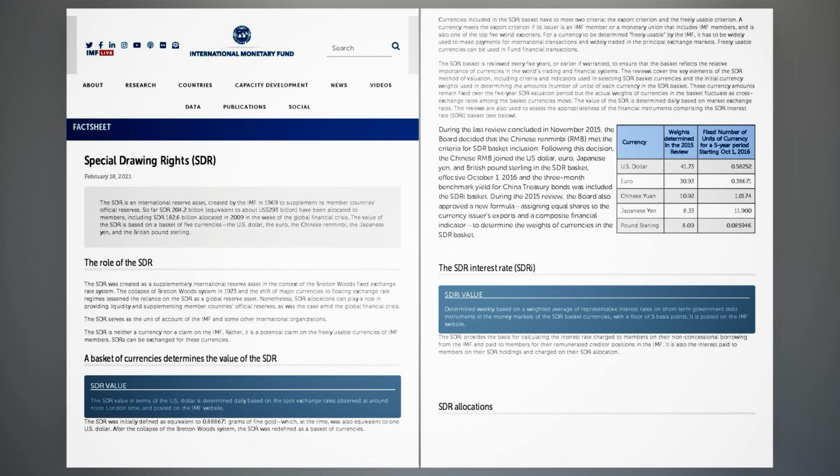The SDR interest rate, SDRi, value, is determined weekly based on a weighted average of representative interest rates on short-term government debt instruments in the money markets of the SDR basket currencies, with a floor of 5 basis points. It is posted on the IMF website. The SDRi provides the basis for calculating the interest rate charged to members on their non-concessional borrowing from the IMF and paid to members for their remunerated creditor positions in the IMF. It is also the interest paid to members on their SDR holdings and charged on their SDR allocation.